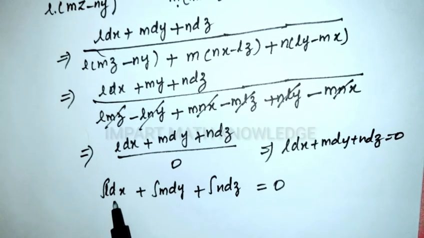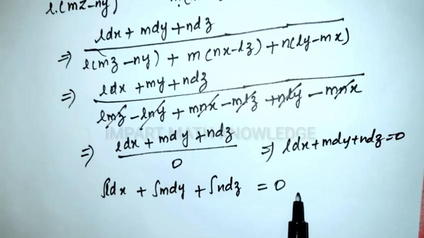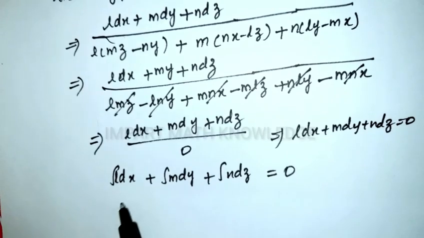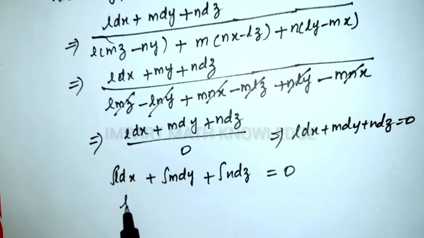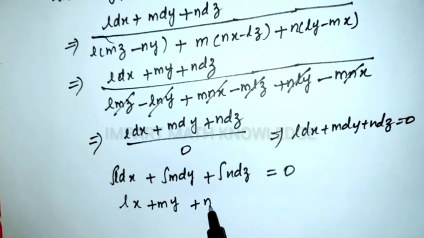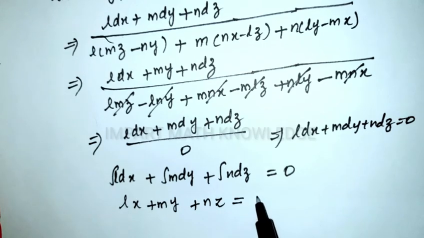Integrating this, the integral of l dx plus m dy plus n dz is equal to 0. Here l is a constant term, so l times the integral of dx is x. m is a constant term, and the integral of dy is y. n is a constant term, and the integral of dz is z. And the right hand side constant is C2.